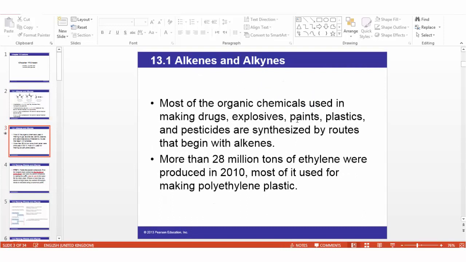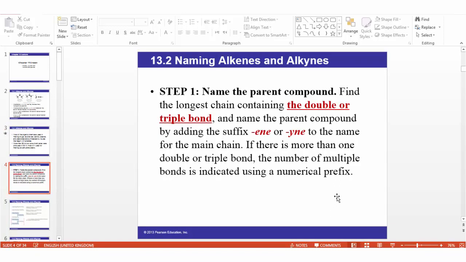Most of the organic chemicals used in making drugs, explosives, paints, plastics, and pesticides are synthesized by routes that begin with alkenes. More than 28 million tons of ethylene were produced in 2010, most of it used for making polyethylene plastics. Now, naming of alkenes and alkynes.